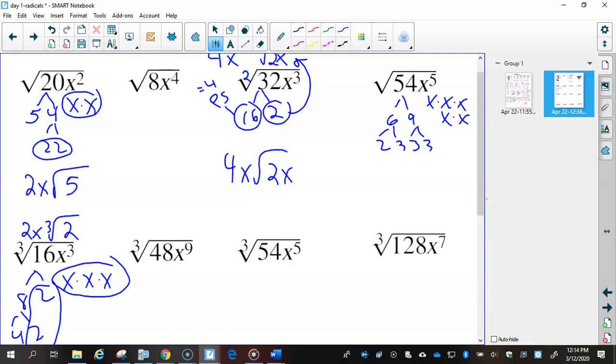We're doing this one really fast just because Jackson had a question about it. It's good practice so that you see what happens when you have this. Here, this is a square root, so we're looking for pairs, not groups of 3. We have 1 group of 3. We have 2 groups of x's. So on the outside, we know we're going to have 3 times x times x.